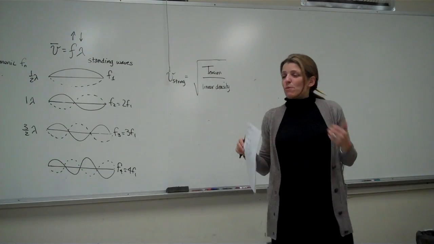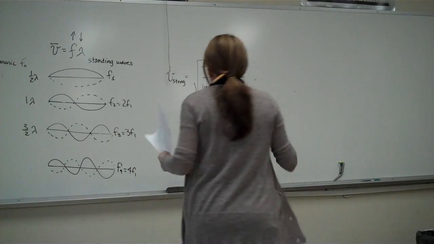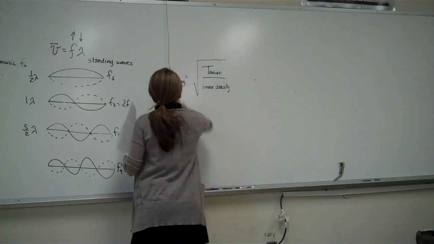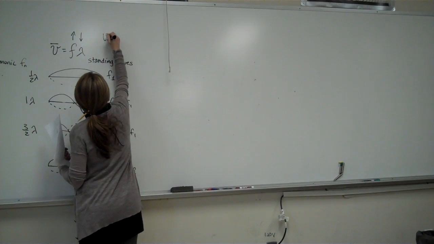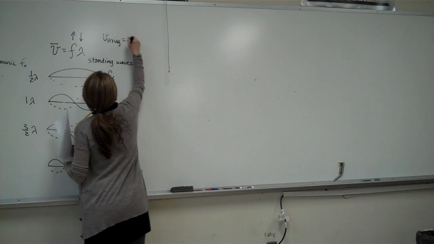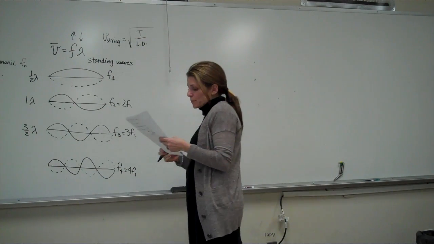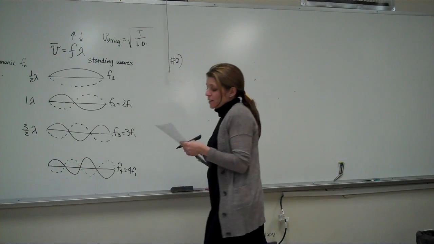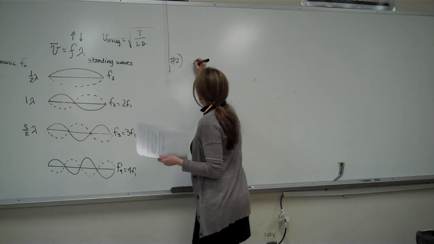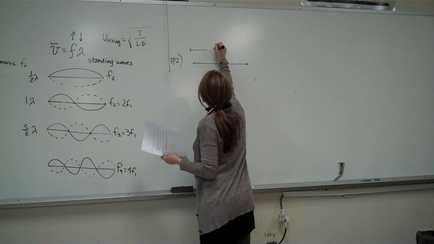Question 2 now gets more into what a guitar string actually does. So, question 2, in fact I'm going to erase this and put up here that the velocity for a string is the square root of the tension over the linear density, so we remember that. In question number 2, we're talking about a string that's a half meter long, which is a little shorter than a guitar string. So this distance is 0.5 meters.